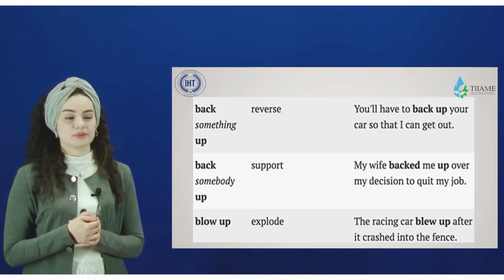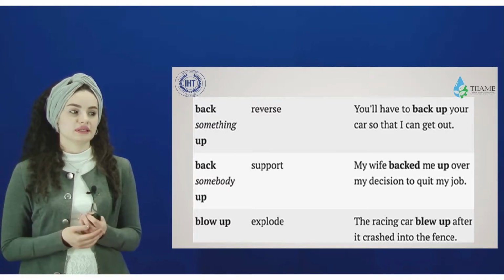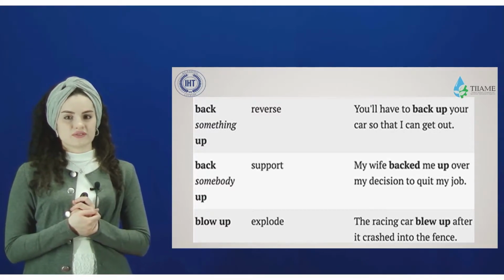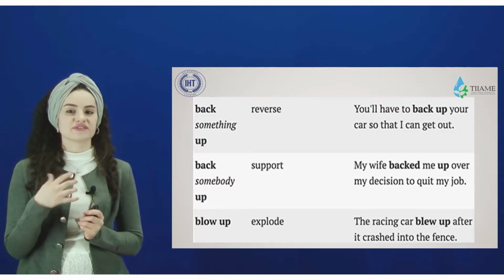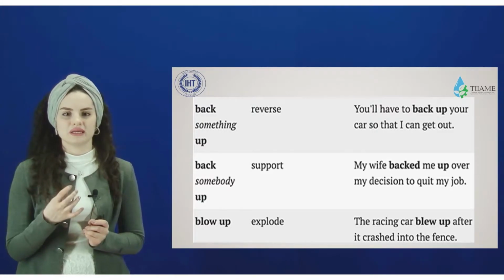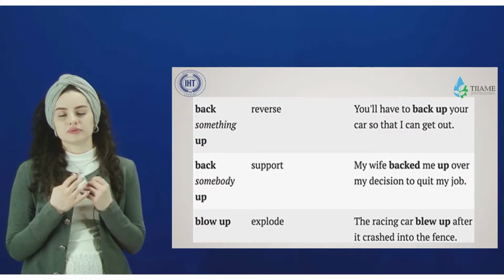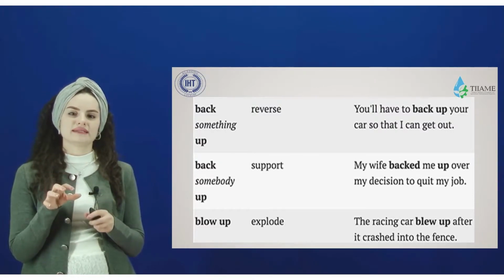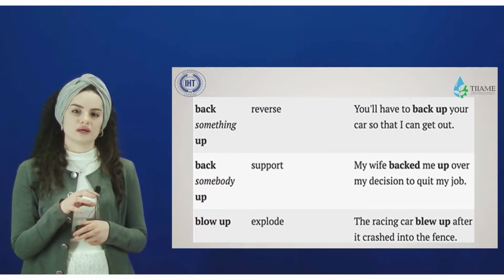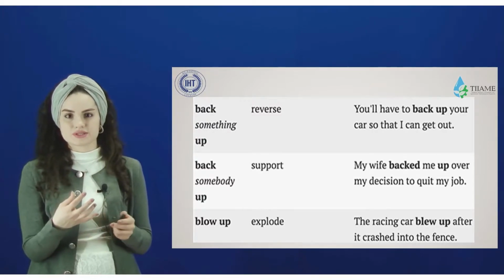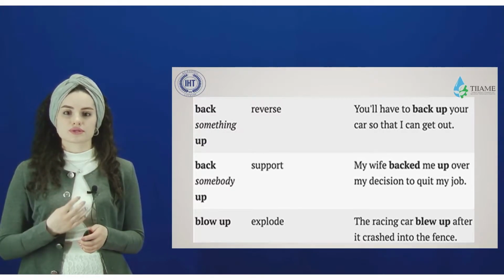So can you see an example? You have to back up your car so that I can get out. Well, or another phrasal verb, I mean, back up. Support. So the same phrasal verb, but with another meaning, as I told you before. So support, for example, my wife backed me up. By the way, between the phrasal verb and another word, particle or preposition, you may put a pronoun. It is possible in some particular situations if it does not contradict the rules of grammar.